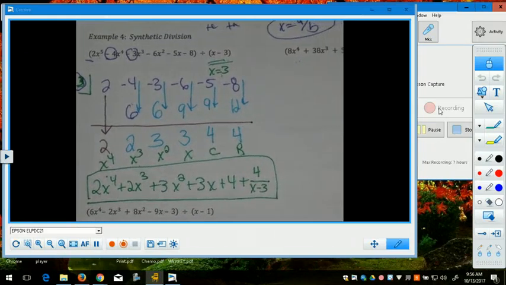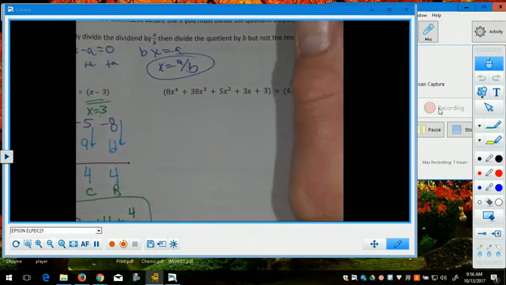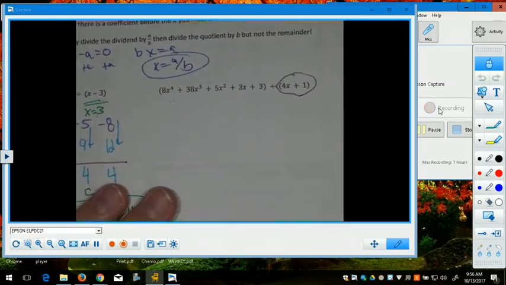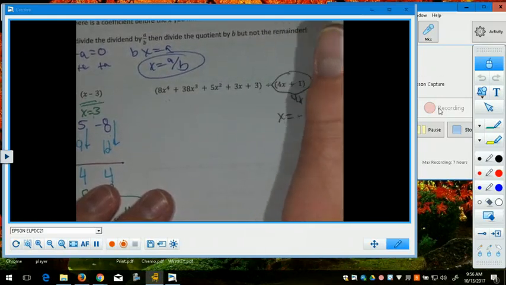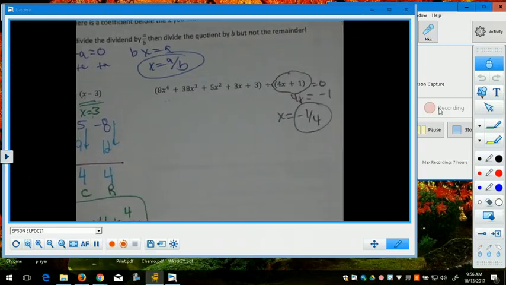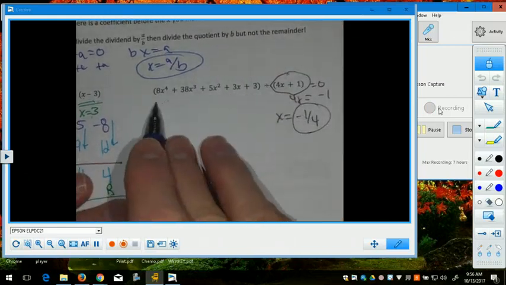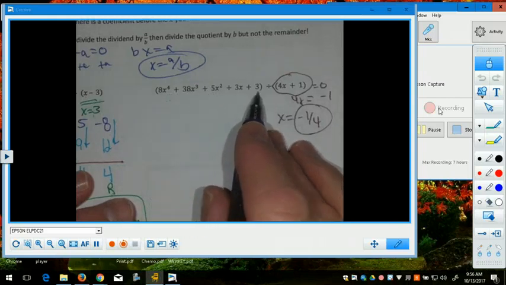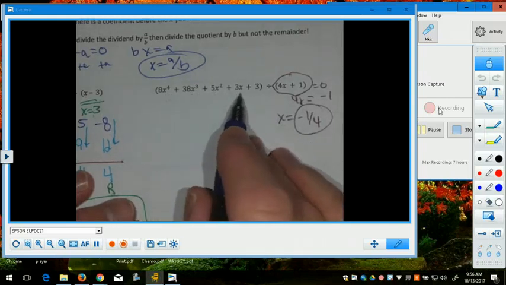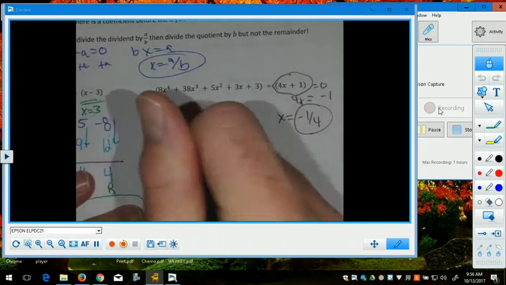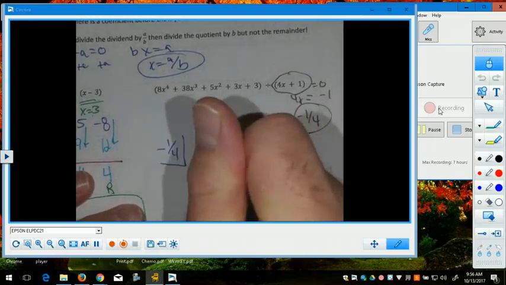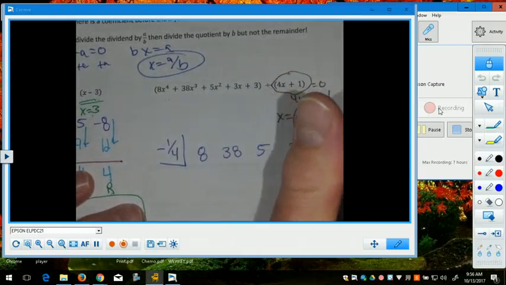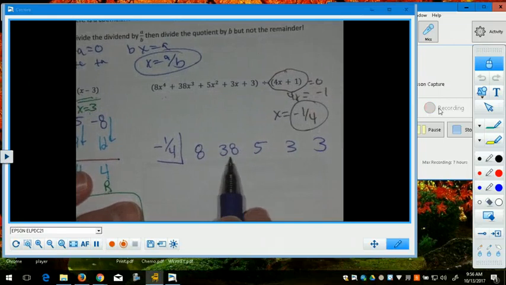All right, for our next example, we again have a linear factor, but it's not just x minus or x plus the number. It is 4x plus 1. And so when I solve that, I'm going to have to subtract 1 and divide by 4. So x is -1/4. I'm going to double check that I have all my terms. It looks like we do, 4, 3, 2, 1, 0, so that's good. So in the box, I put in my -1/4. I have 8, 38, 5, 3, and 3, and I again check 4, 3, 2, 1, 0.